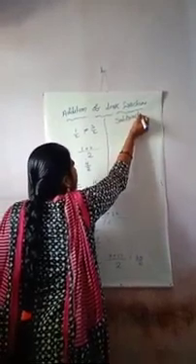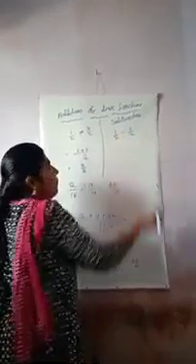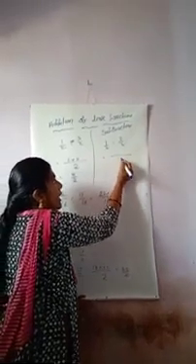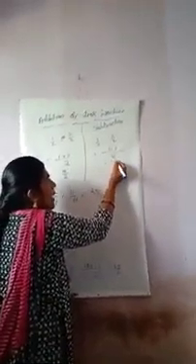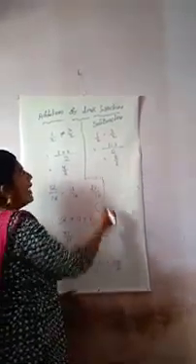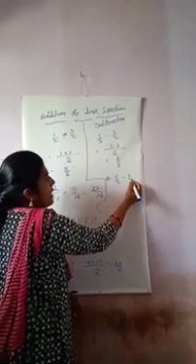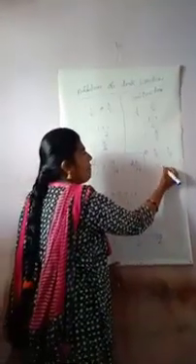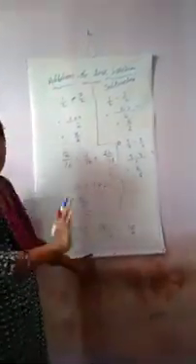subtraction. 1 by 2 minus 3 by 2. The denominator is the same and does not change. Numerators: 1 minus 3, how much? Minus 2 by 2. Okay. Next example: 5 by 6 minus 3 by 6. Okay, children. The denominator is 6, the numerator is 5 minus 3. How much? 2 by 6. Okay, children.